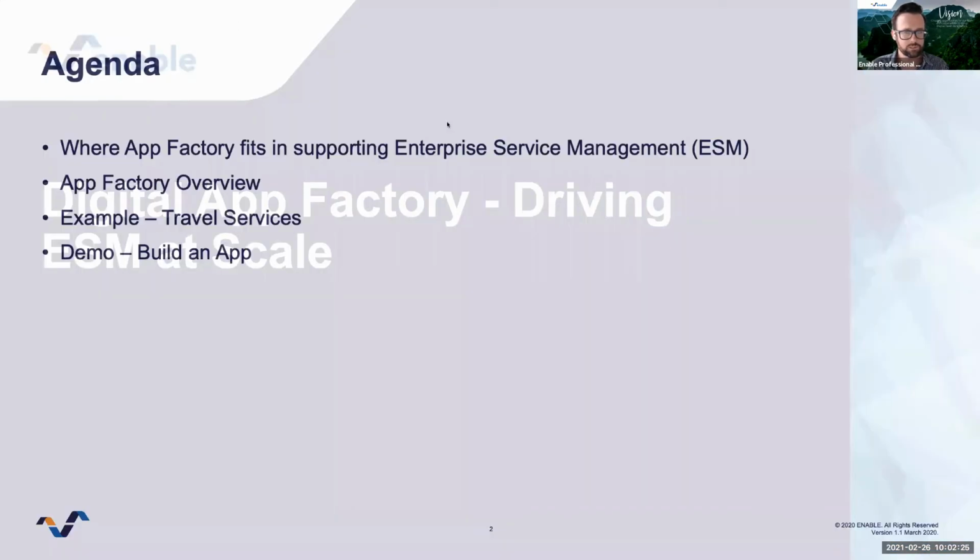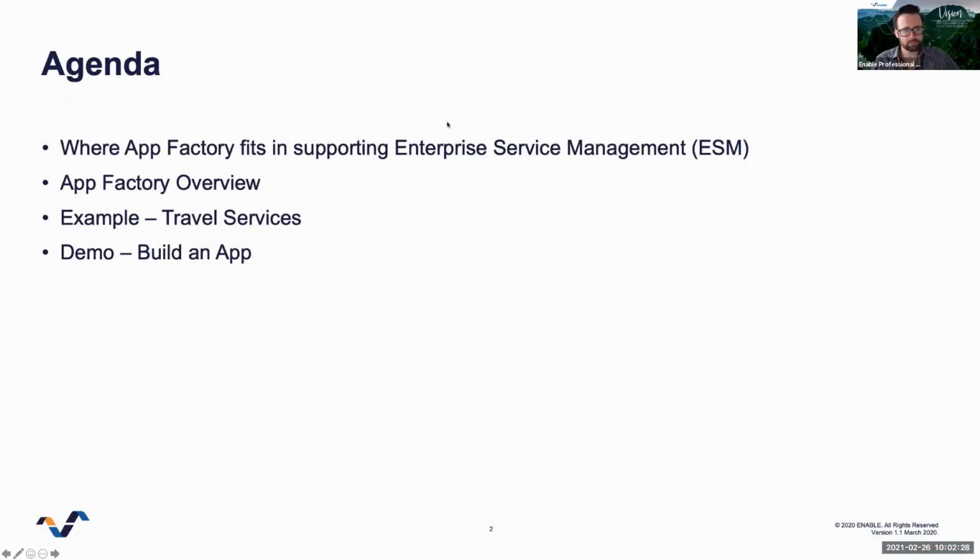All right. So what we're going to cover today is App Factory and where it fits in the overall enterprise service management strategy. We'll then go into an overview of what App Factory is. We've got an example around travel services to show a real life example. And lastly, we're going to build an application. Later in the session, we'll be keen to get some input from everybody on the call about some example services, and then we'll see what ideas we have, and then we'll pick one.